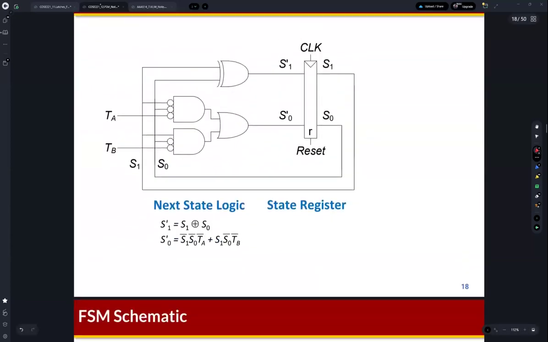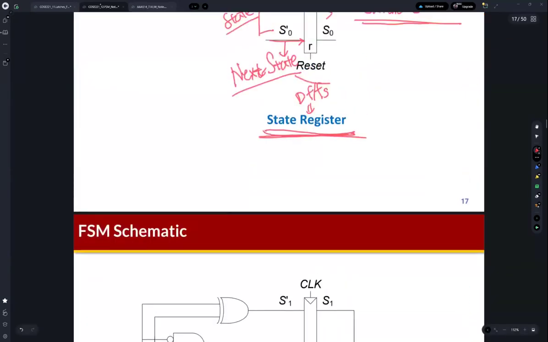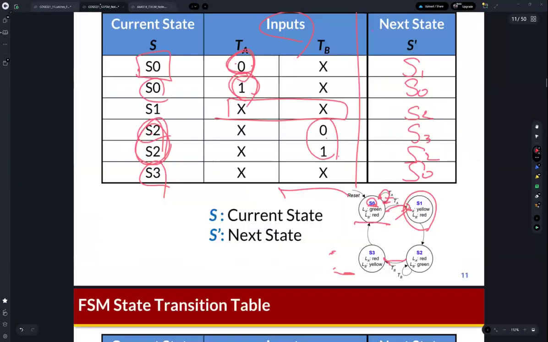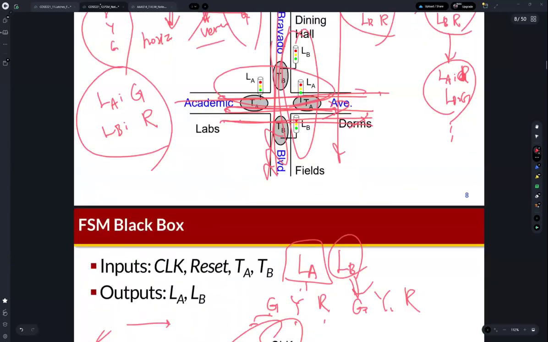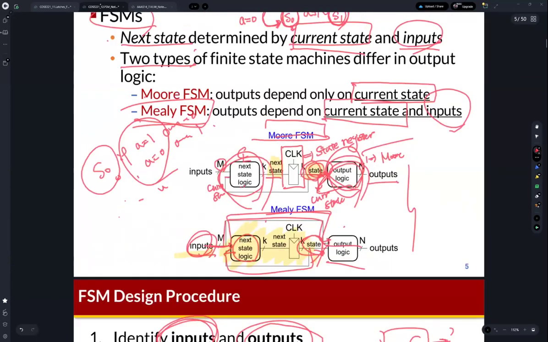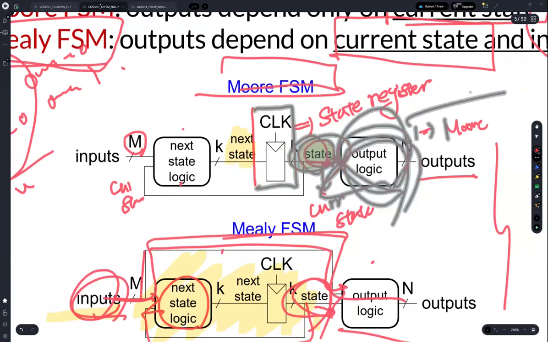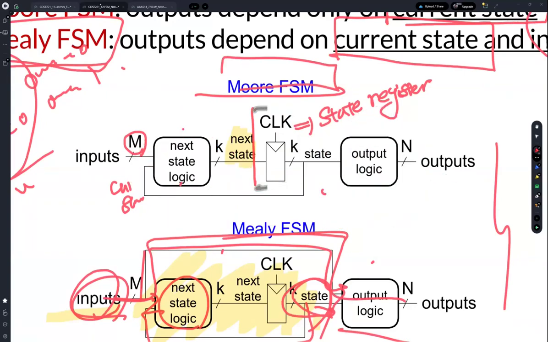So then what is required? So if you see the, where's the Moore machine? So this is the Moore machine. Okay. So you can find the state register here. Okay, as I mentioned. Then the next state logic generates the next state, right?